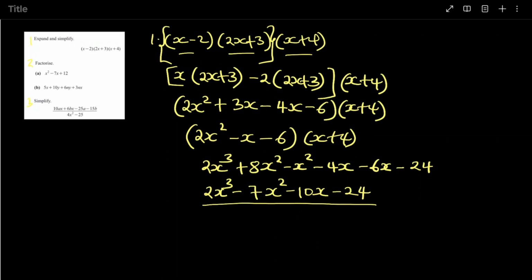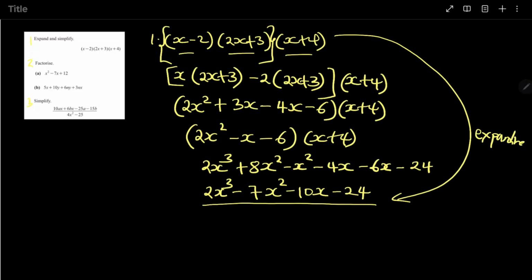We can now proceed to the next number, number 2, where they want us to factorize. Now we have been expanding, but then we can be asked to factorize. So same thing we have here. They can ask you to trace it back. So from here to here, you've been expanding.